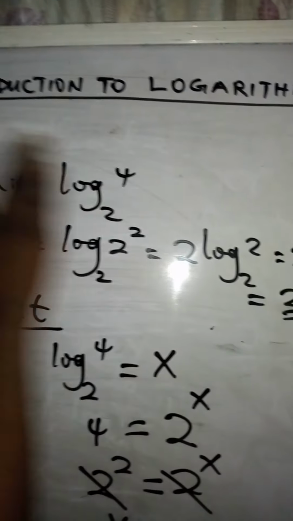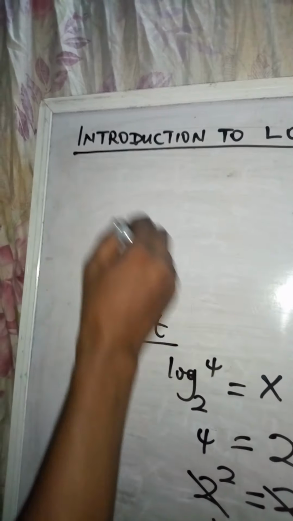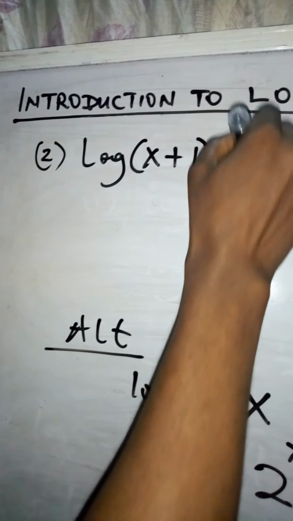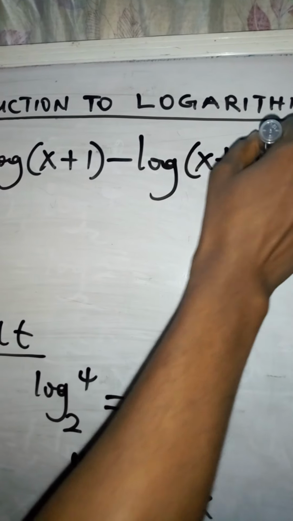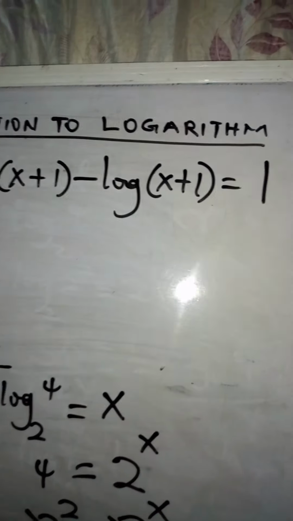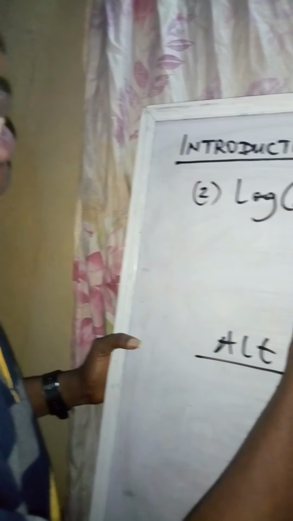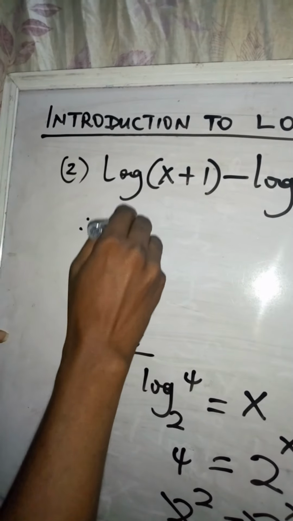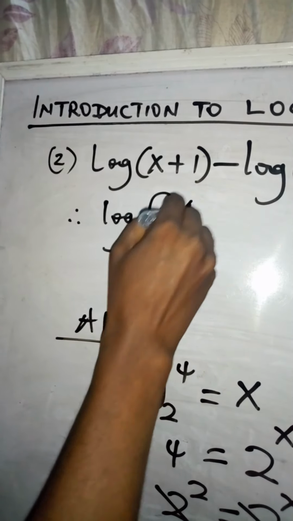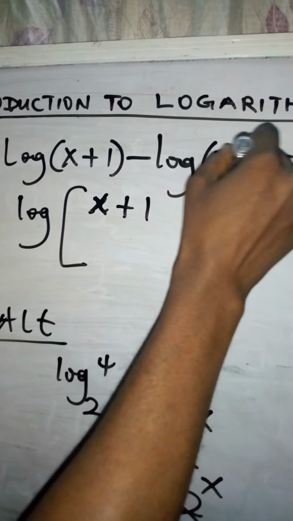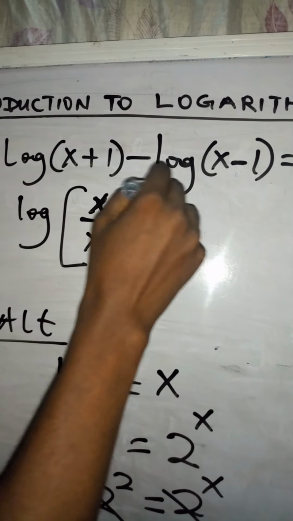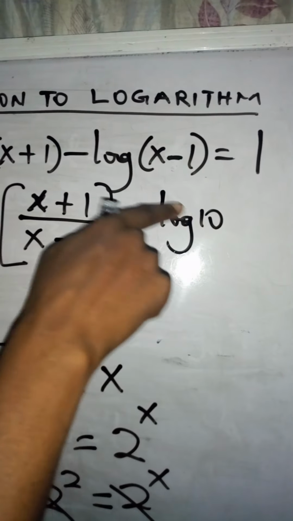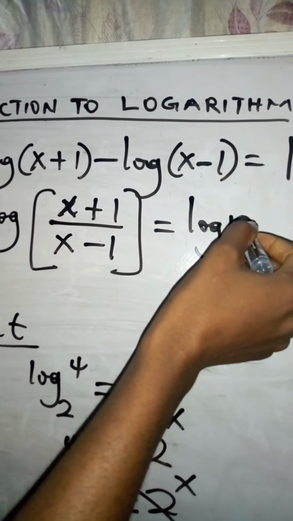Let's look at a question on division. Example 2, we are given log (x plus 1) minus log (x minus 1) is equal to 1. How will you solve this kind of function in logarithm? Using the logarithm rule, remember that minus in logarithm means division. So we can say log of (x plus 1) over (x minus 1) is equal to 1. Now this 1 can be taken as log 10. If you press log 10 on your calculator, you will notice that log 10 is equal to 1.